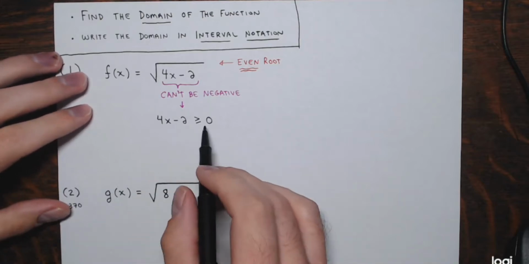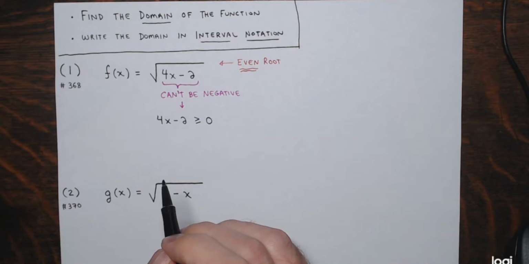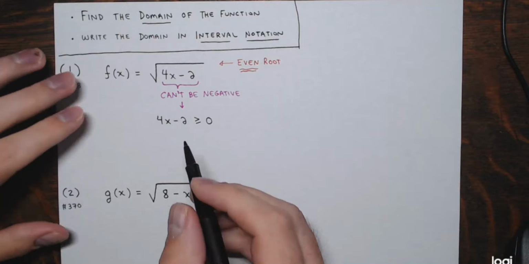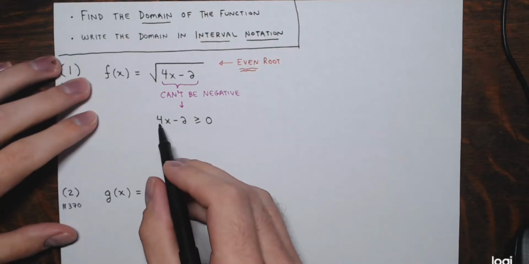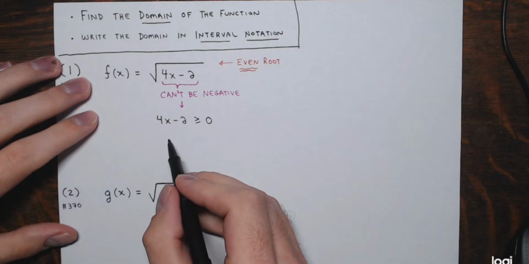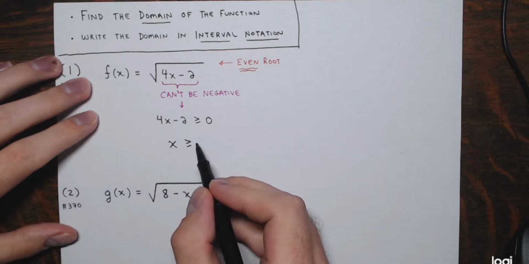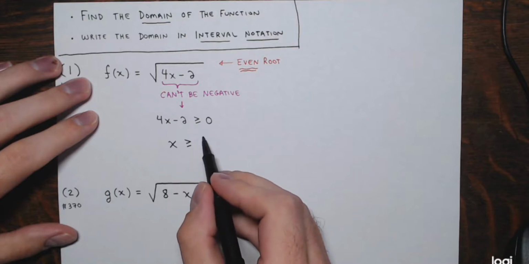And then we solve this, and that'll be our domain. Those will be the allowable values for x, the allowable inputs. So I would add 2 and then divide by positive 4, so the inequality won't change. So x has to be a number greater than or equal to 2/4, which reduces to 1/2.